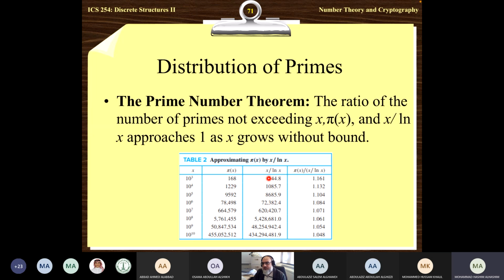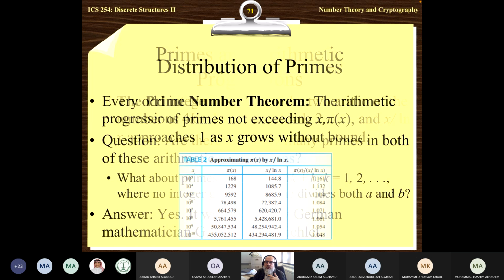Infinity over infinity. Use L'Hopital's rule, right? So you can take the derivative of the numerator and the denominator. The derivative of x is 1. The derivative of ln x is 1 over x. So the x will go up. So now we have x, and the limit of x as x goes to infinity is infinity.